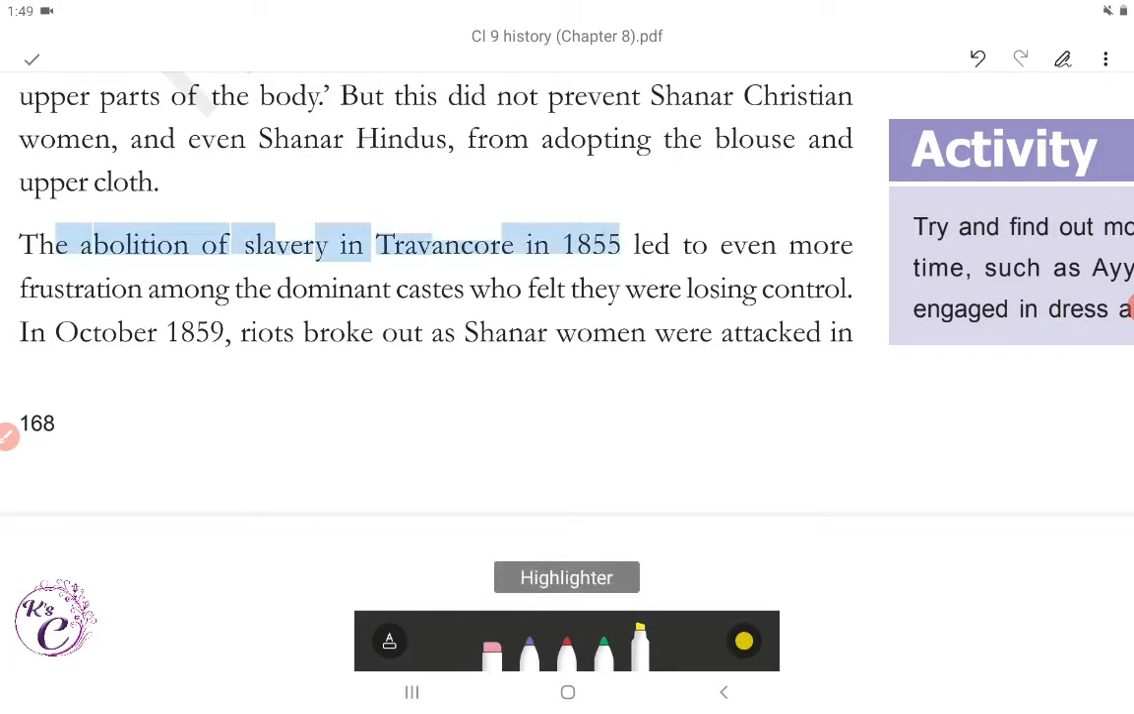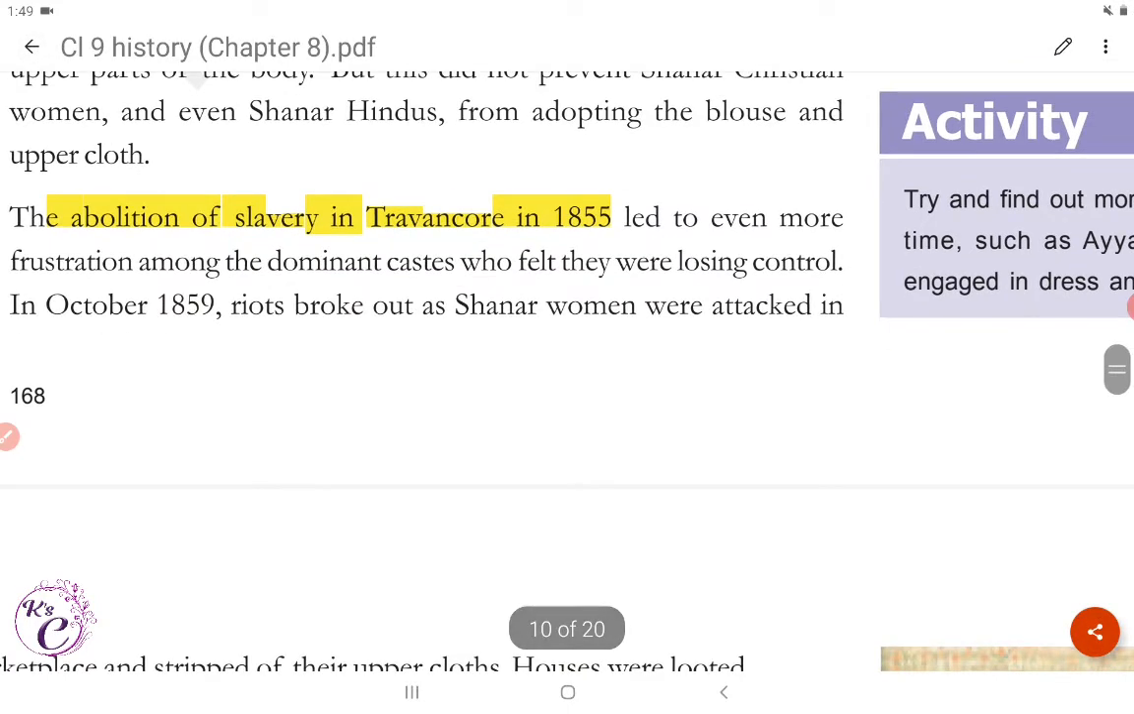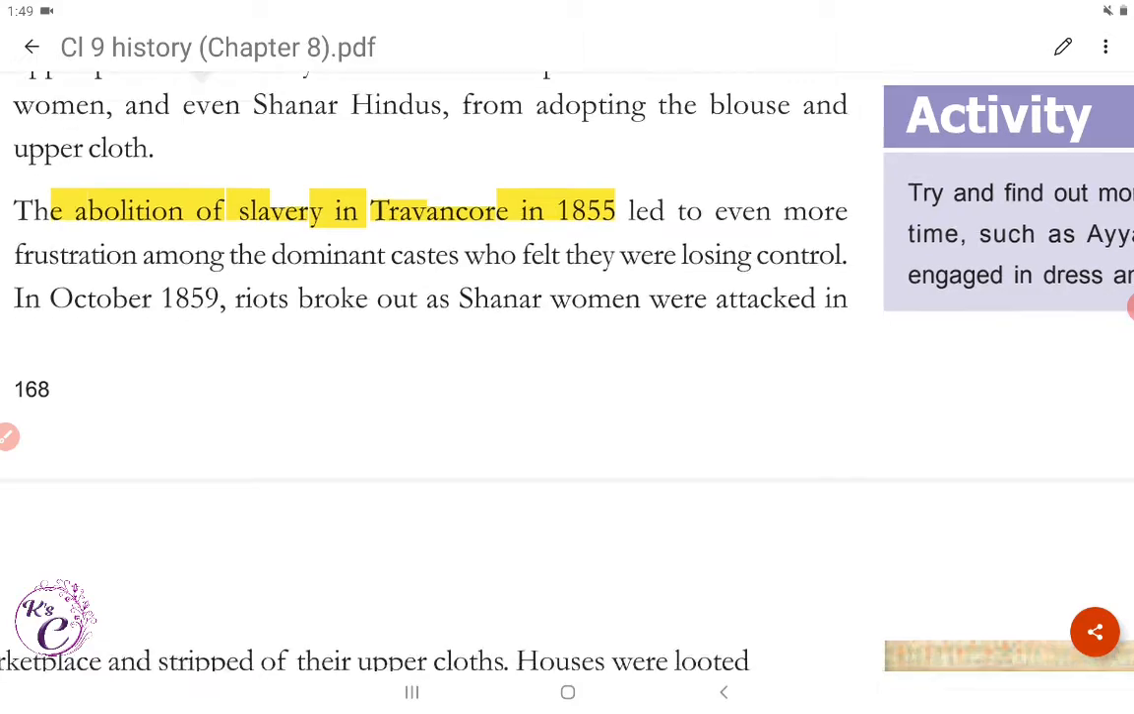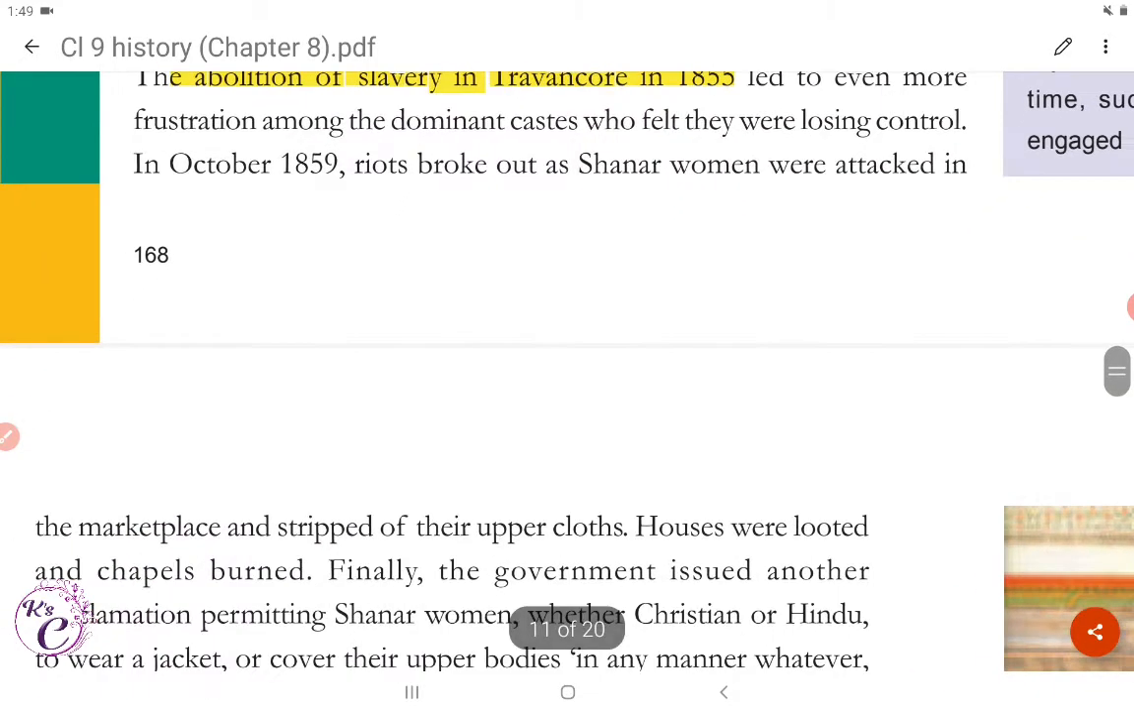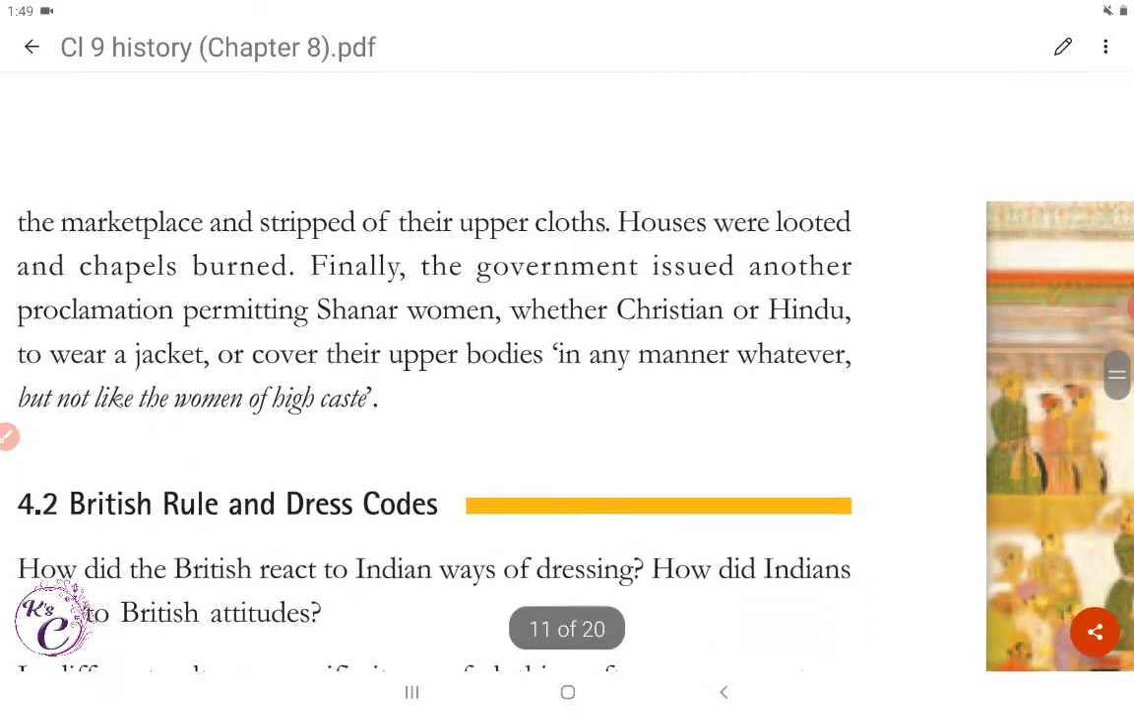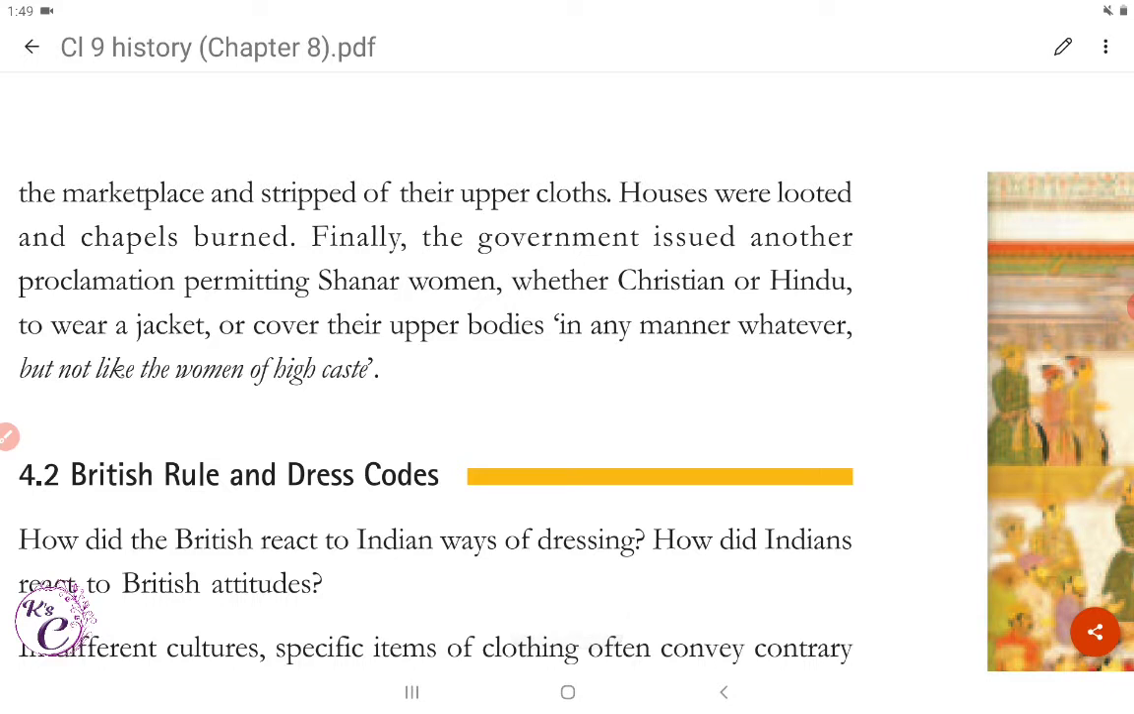The abolition of slavery in Travancore in 1855 led to even more frustration among the dominant caste, who felt they were losing control. In October 1859, riots broke out as Shanar women were attacked in the marketplace and stripped of their upper clothes. Houses were looted and chapels burned. Finally, the government issued another proclamation permitting Shanar women, whether Christian or Hindu, to wear a jacket or cover their upper bodies in any manner whatever, but not like the women of high caste.